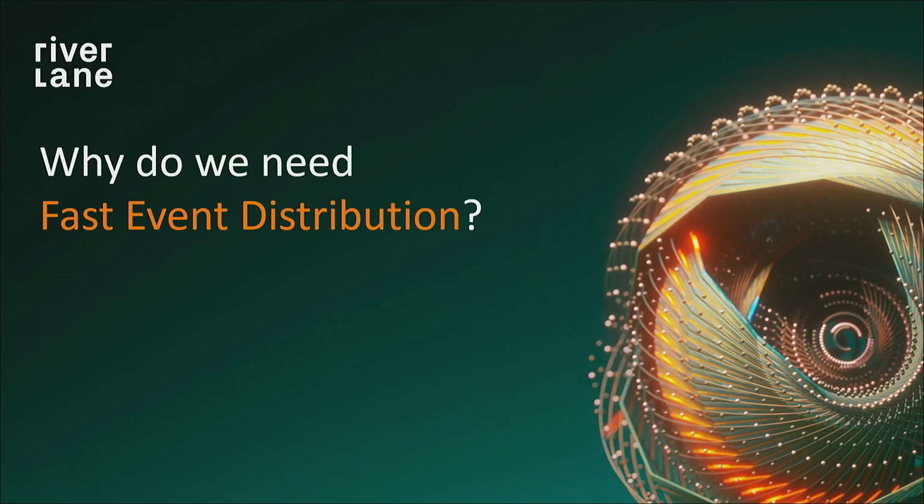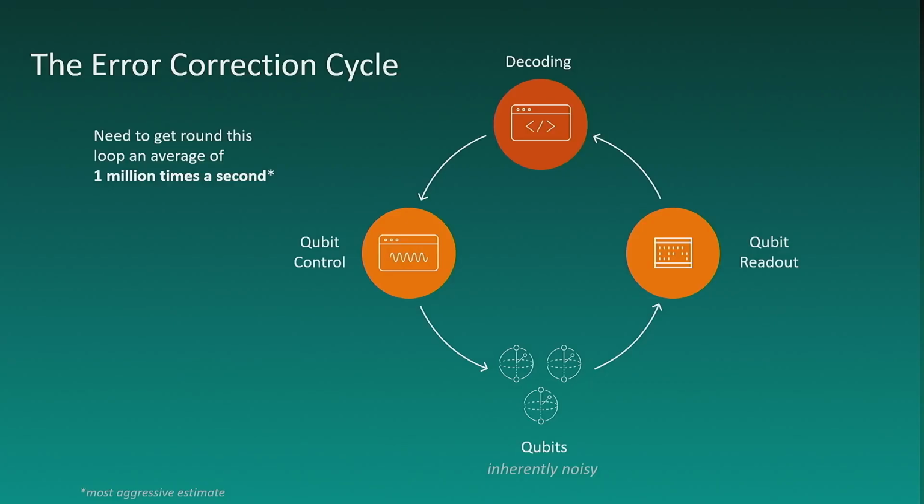But then why do we also need fast event distribution specifically? Why can't we just have a hardware parametric large-scale control system and be done with it? This comes down to the error correction cycle. So the error correction cycle is the cycle of operations. It starts with us operating on qubits, qubit control. We do some pulses on qubits. We already know that qubits are inherently noisy, so the operations aren't going to be perfect.